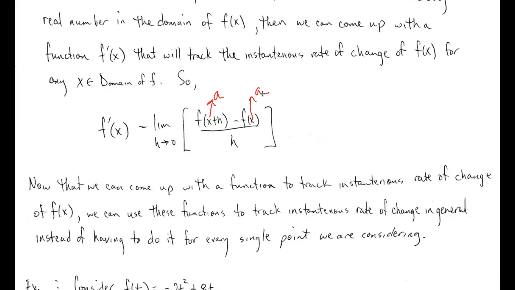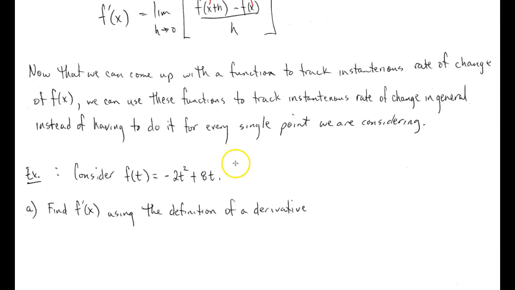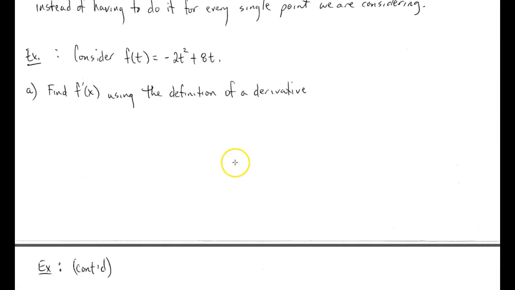So the point I'm trying to make there is, if you looked at the previous video, you saw that we were just trying to find out the slope of the tangent line at a single point. But by coming up with these formulas, we can come up with the slope of a tangent line for several points, and it won't take much effort to do it. So let's look at our first example here.